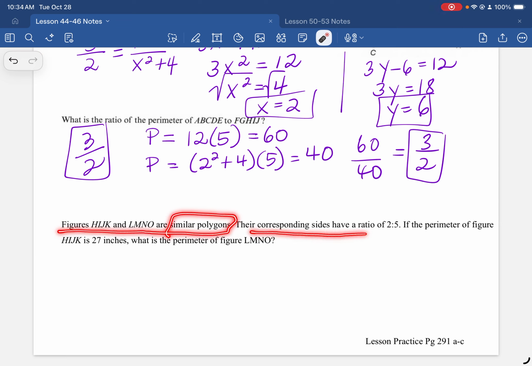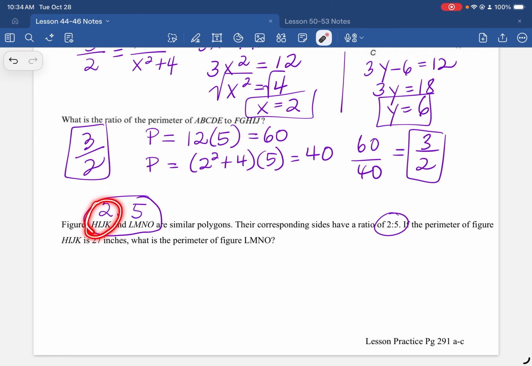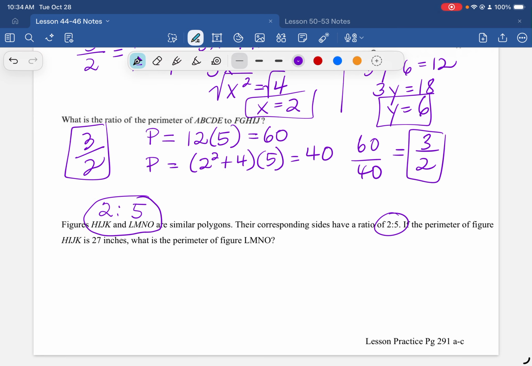Their corresponding sides have a ratio of 2 to 5. If the perimeter of figure HIJK is 27 inches, what is the perimeter of LMNO? Okay, so we're going to set up a proportion. We're going to be careful though, because this says 2 to 5 and the order matters. So 2 to 5. I'm going to write that over here so I can see that the 2 goes with HIJK and the 5 goes with the LMNO, because that matters.